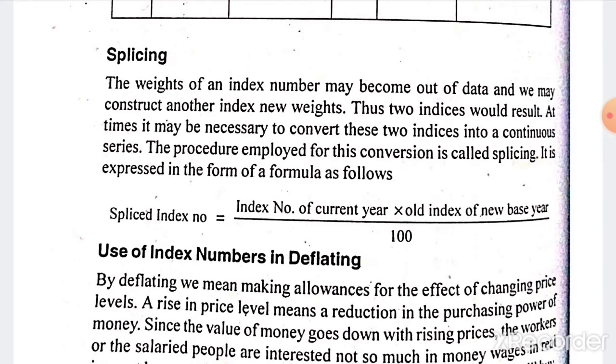So this will be a 2-mark question, so you have to take this as a formula. Spliced index number is equal to index number of current year into old index of new base year divided by 100. So you have to take it like this: index number of current year and old index of new base year.